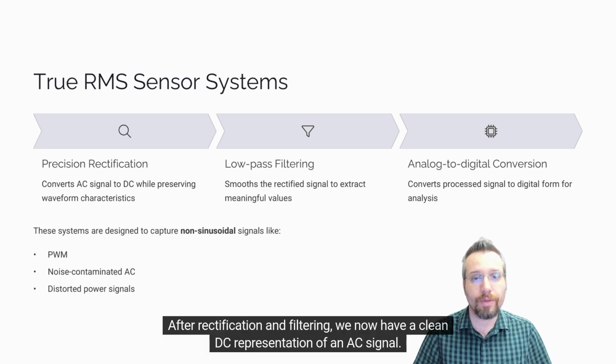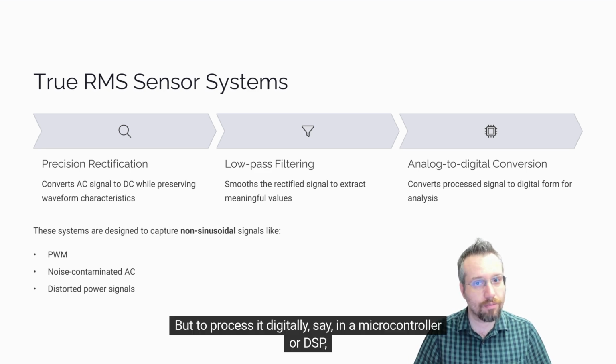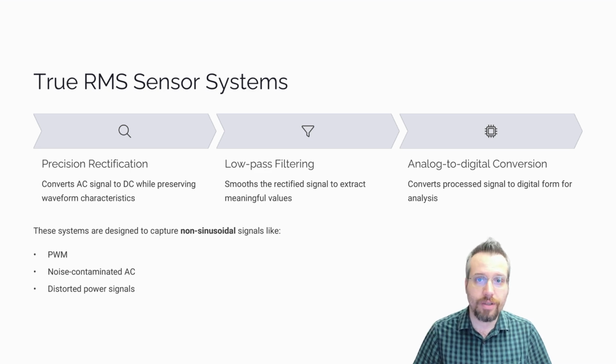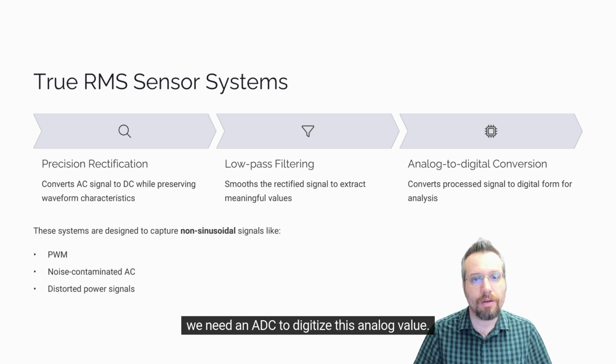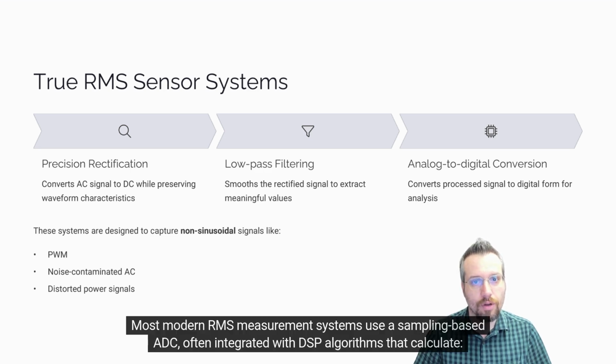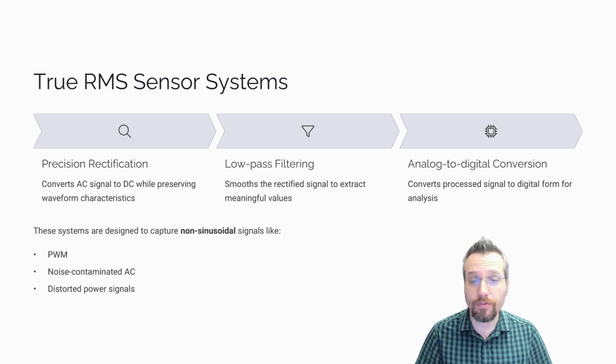After rectification and filtering, we now have a clean DC representation of an AC signal. But to process it digitally, say in a microcontroller or DSP, we need an ADC to digitize this analog value. Most modern RMS measurement systems use a sampling-based ADC, often integrated with DSP algorithms that calculate true RMS value, frequency, phase angle, and total harmonic distortion.